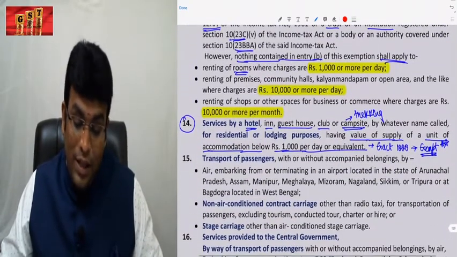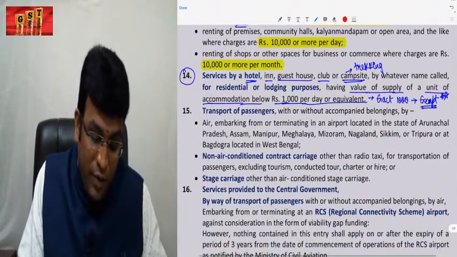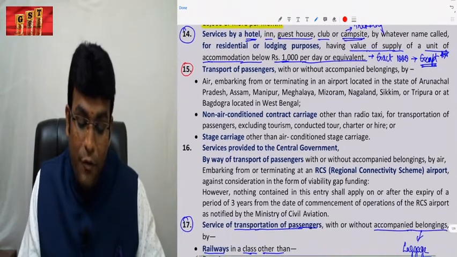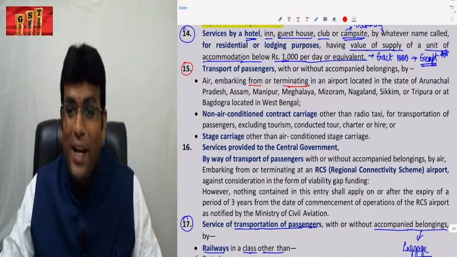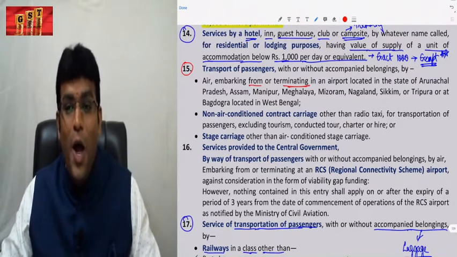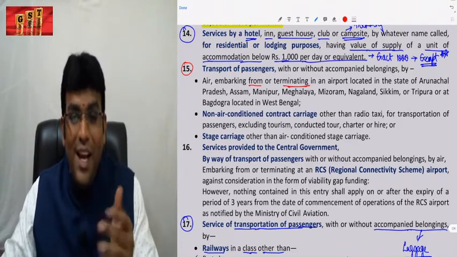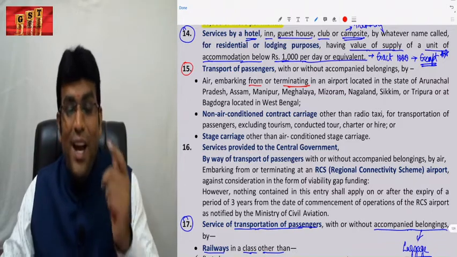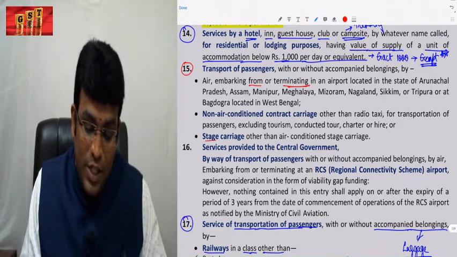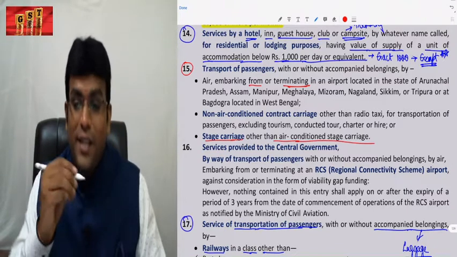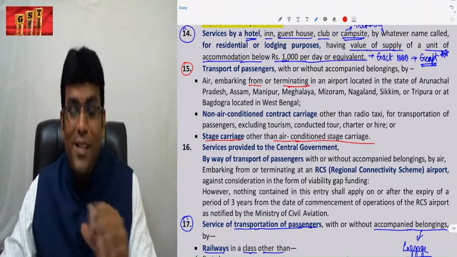Then 12, 13, 14, 13th is very important, 14th also important, of course. 15th one also done. Embarking from or terminating in airport located where, sir? Arunachal Pradesh, Assam, Manipur, Meghalaya, Mizoram, Nagaland, Sikkim, Tripura, or Bagdogra located in West Bengal. And next point we learnt about non-AC bus, GST will not apply. AC bus, GST will apply, because we learnt about stage carriage other than air-conditioned stage carriage. So if we go in AC bus, GST will apply, but if we go in non-AC bus, GST will not apply.